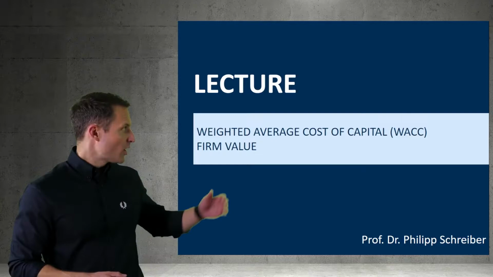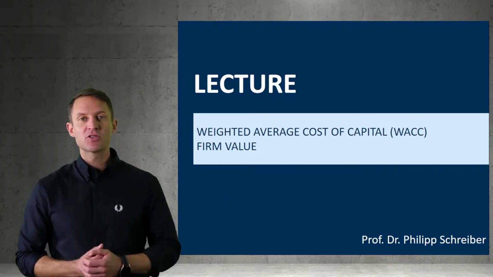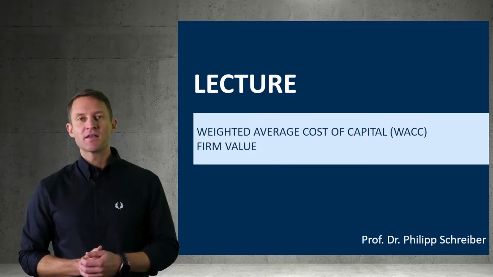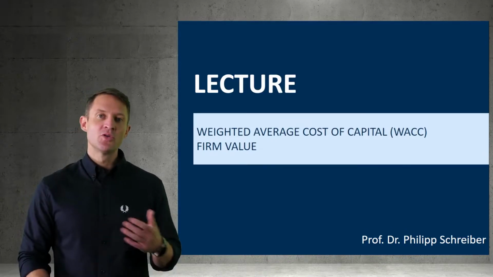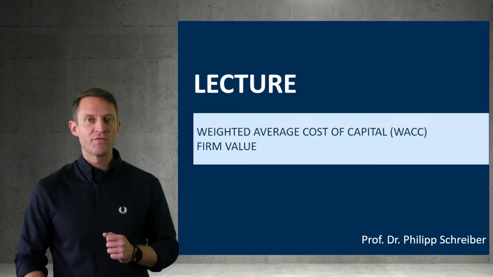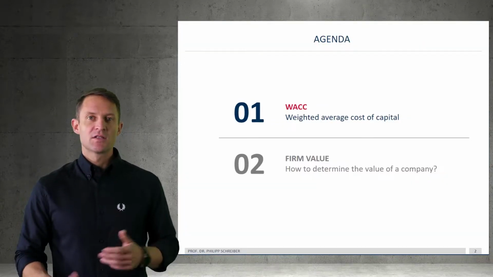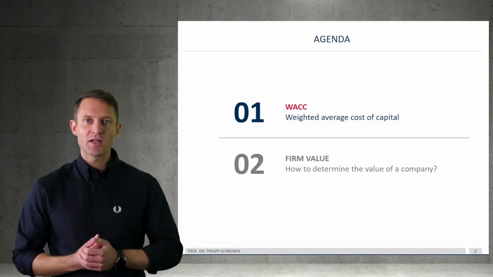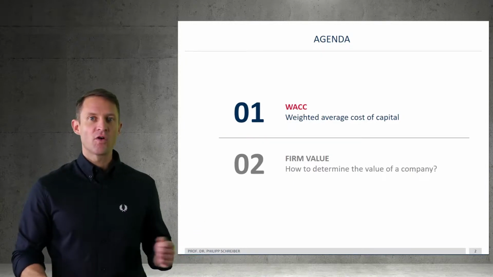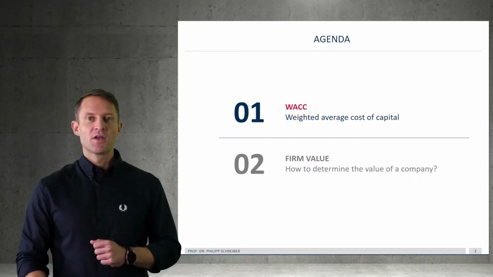We're going to derive the weighted average cost of capital. We talk about what it is and why it is important. And then in the second part, we use the weighted average cost of capital to determine the value of a firm, the value of a company. This is also our agenda. We start with the weighted average cost of capital because we need it for the firm value, and then firm value, second chapter.